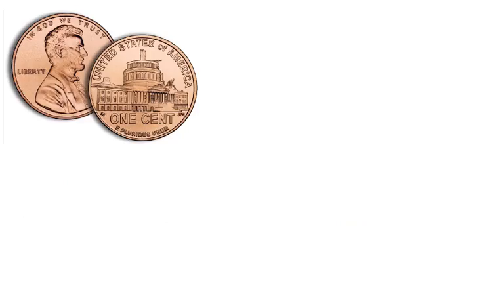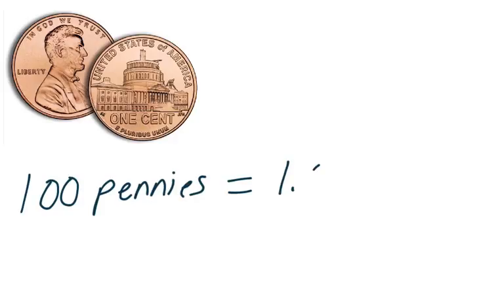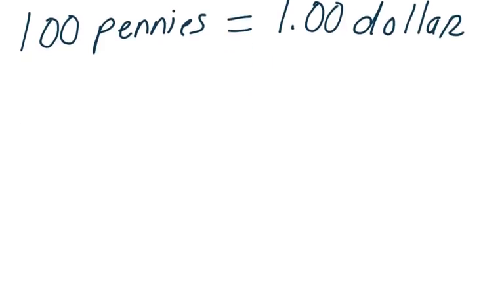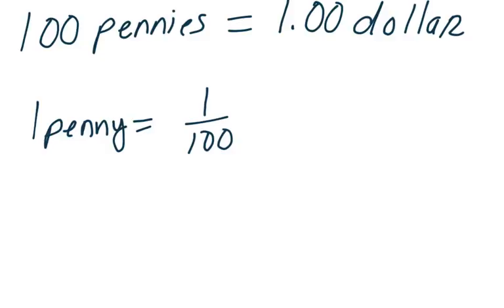Well, what about when we're talking about the penny? Well, the penny, it takes 100 pennies to equal $1, right? Now we're going to be talking about two relations here. We're going to be talking about the relationship of pennies to whole dollars, and then the relationship from dimes to pennies. Well, we know that 1 penny equals 1/100th of a dollar, because it takes 100 pennies to make $1, and one of those is just 1/100th of a dollar.